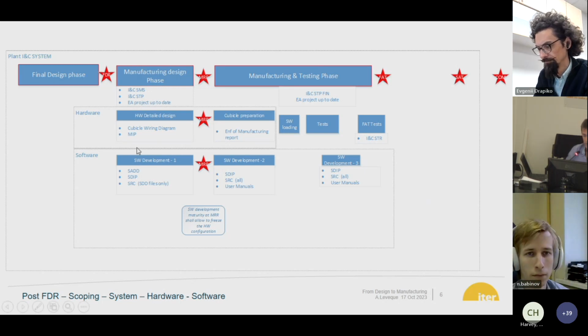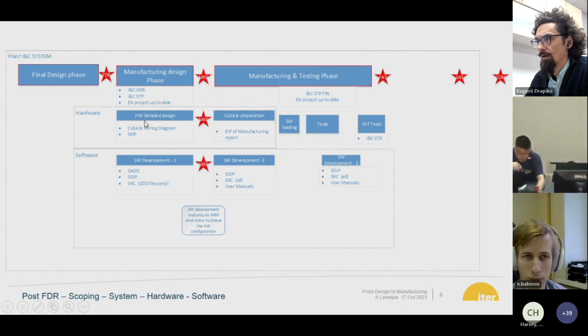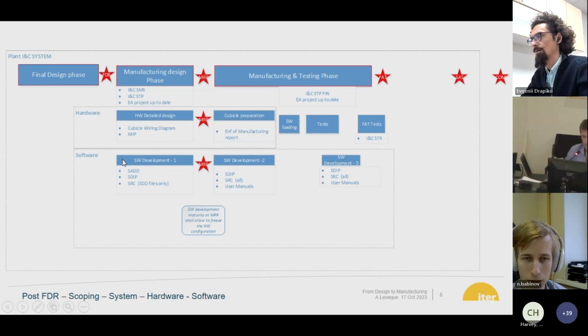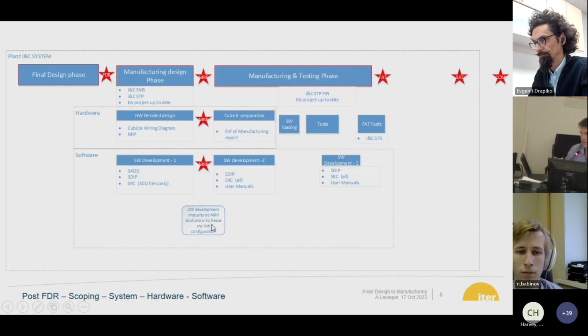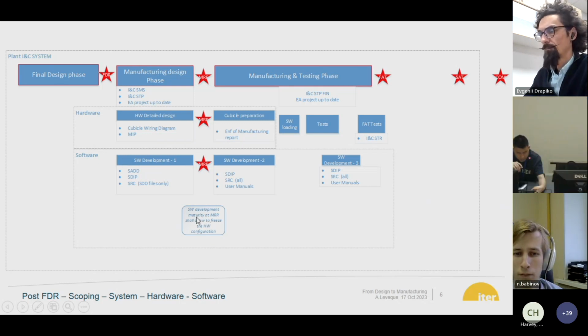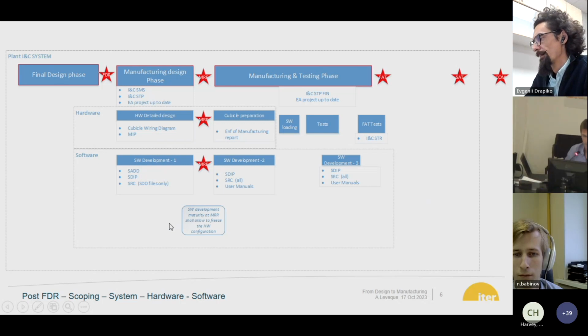So even during operation, we should have a valid EA project. Now for the hardware, the two main deliverables are the cubicle wiring diagrams and the MIP, which is the manufacturing and inspection plan. That's it. And then for the software at MRR, the main thing that we want to check is that the software development maturity will allow to freeze the hardware configuration.